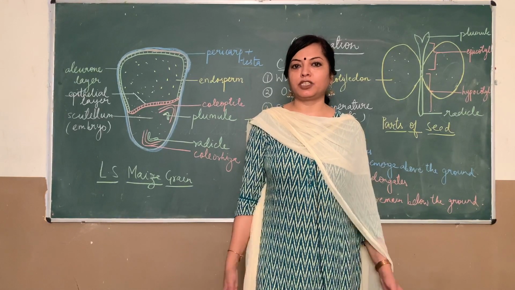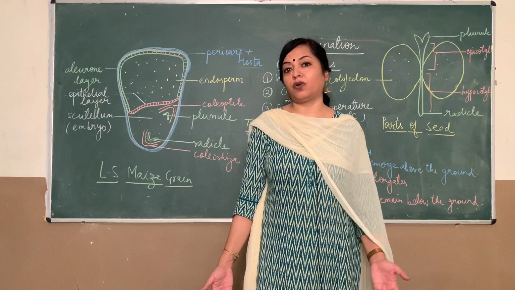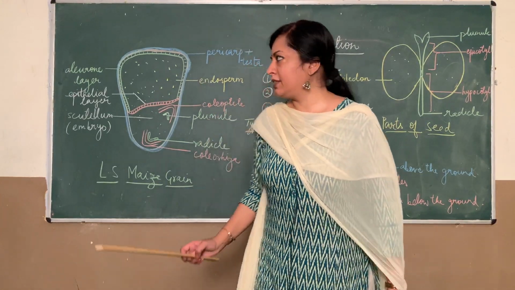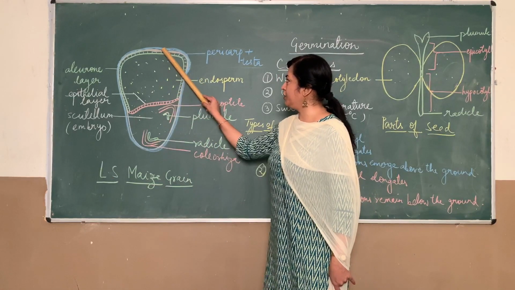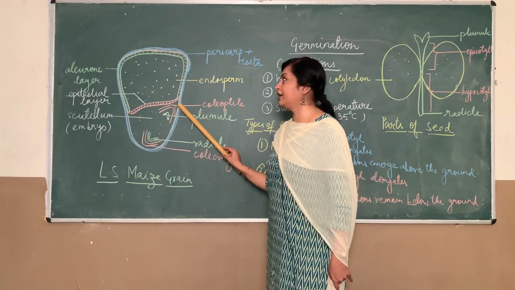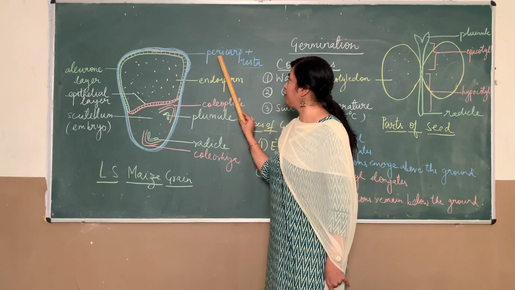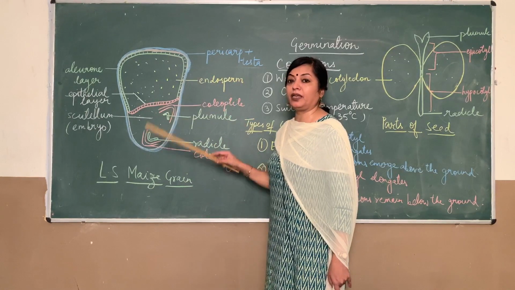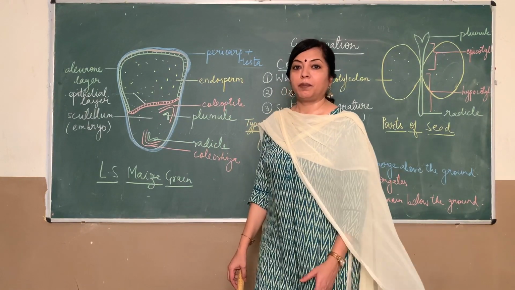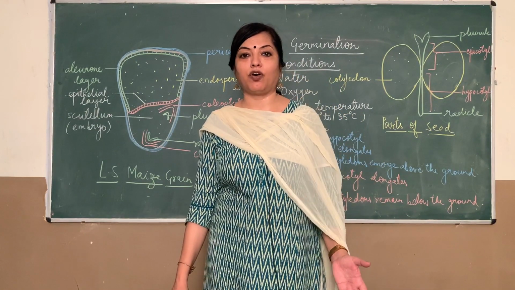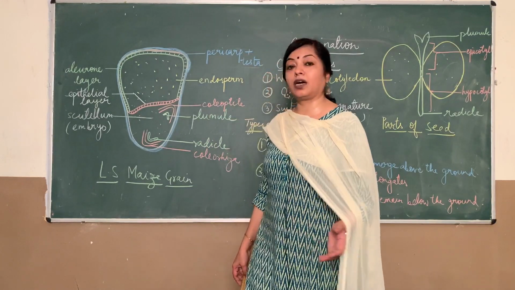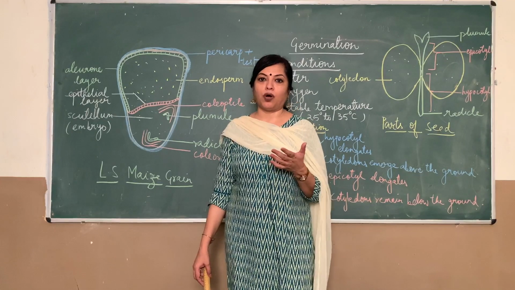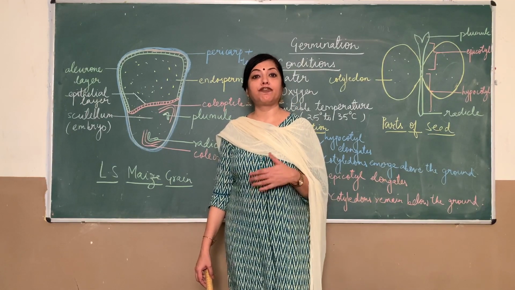So the first question which must have come to your mind is, why do we call it a grain and not a seed? And the reason is, this is an LS of maize grain shown here, and you can see the outermost blue layer here, which is a fusion of pericarp and testa. Now what is pericarp? Pericarp is the outermost layer of a fruit, and testa is the outer coating or integument of a seed. So the fruit wall and the seed wall get fused here.